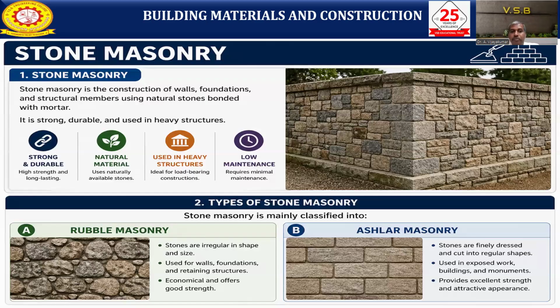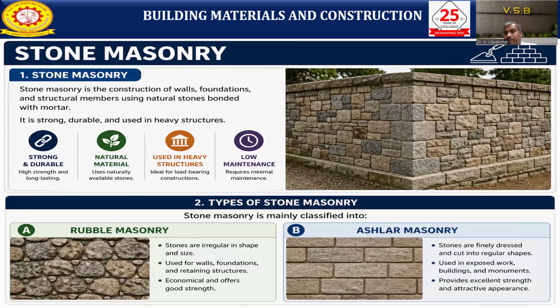In rubble masonry, the stones are irregular in shape and size. Where can we use this type of masonry? It is used for walls, foundations, and retaining structures. Rubble masonry is economical and offers good strength.